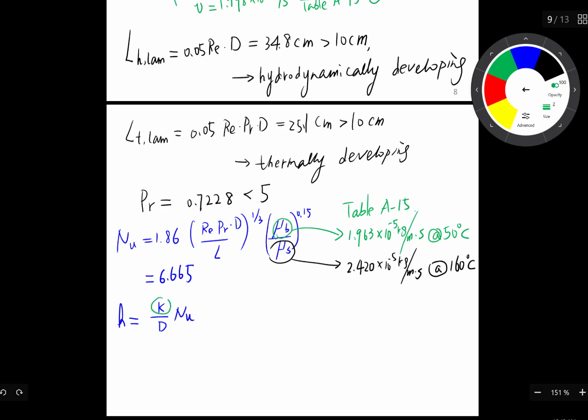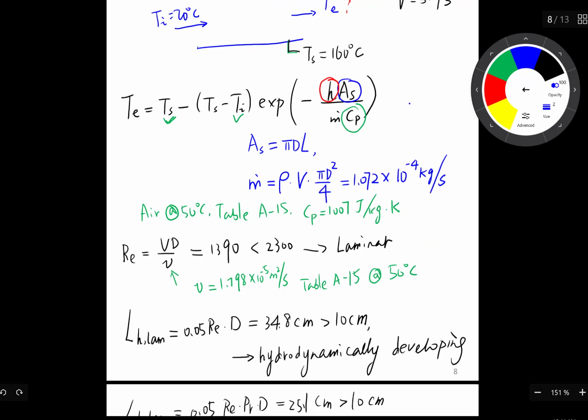And again, this k is the thermal conductivity of air, which should be evaluated at 50 degrees Celsius. So then we can compute the convection coefficient. Now, all the properties in this formula are known. We can compute Te.